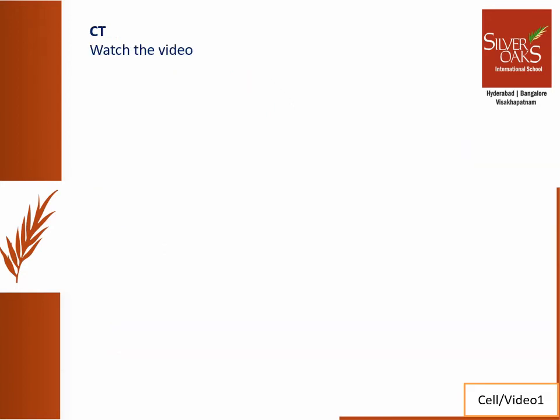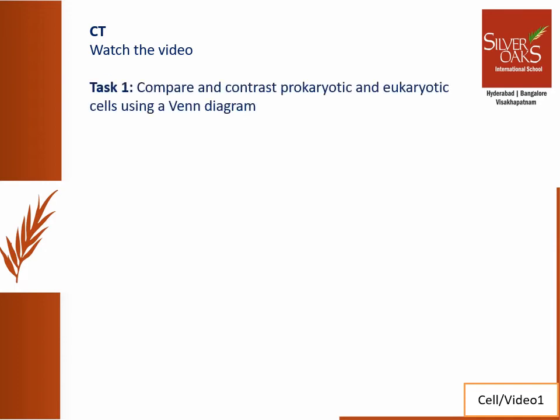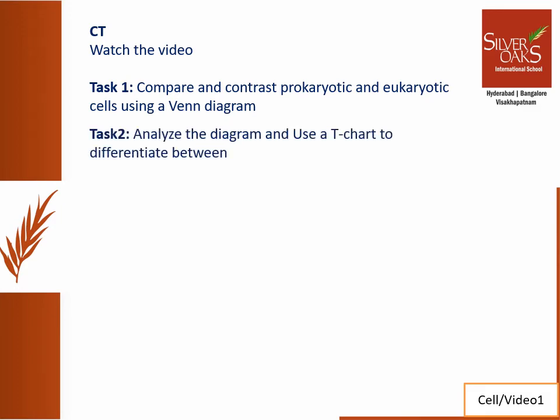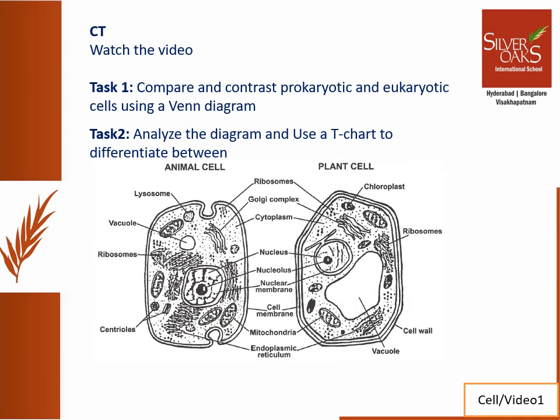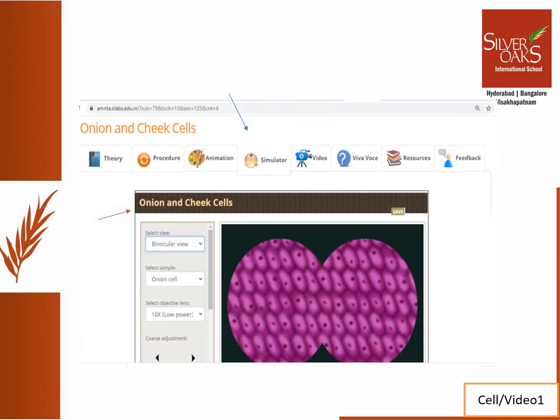So in today's class, you will watch the video uploaded in the classroom and then compare and contrast prokaryotic and eukaryotic cells using a Venn diagram. Your second task will be to analyze the diagram of animal and plant cell and using a T-chart to differentiate between the two. For your home task today, you will explore the OLAB link given in your evening task.